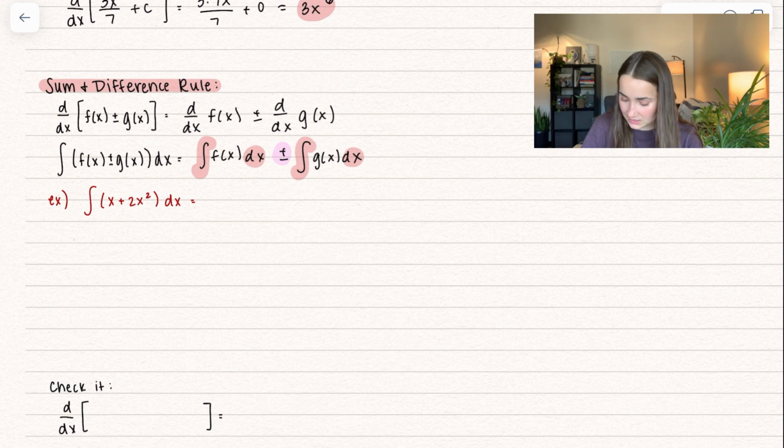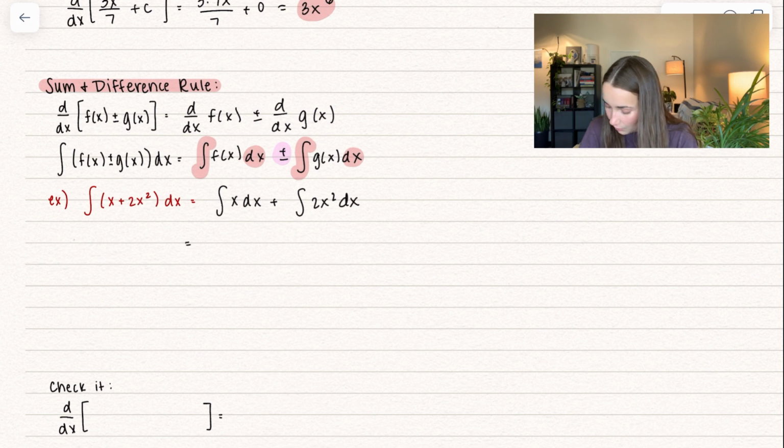I want to take the integral of x plus 2x squared. So I'm going to use our sum and difference rule. So I get the integral of x dx plus the integral of 2x squared dx. So first, let's go ahead and take out this constant right here, this 2. So we can use the constant multiple rule. And now we can actually take the antiderivative.